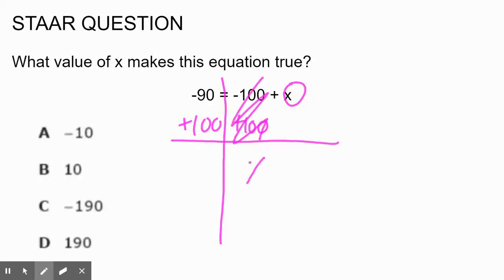So this cancels. And I see their different signs, so I find the difference. So it's going to be a positive answer, and 100 minus 90 gives me 10. So my answer has to be B.